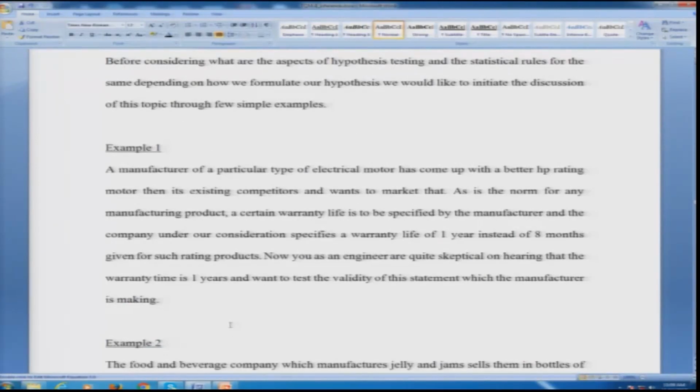Example 1. A manufacturer of a particular type of electrical motor has come up with a better horsepower rating motor than its existing competitors and wants to market that. As is the norm for any manufactured product, a certain warranty life is to be specified by the manufacturer for the new product, and the company under our consideration specifies a warranty life of 1 year instead of 8 months for all the other existing competitor motors in the market.